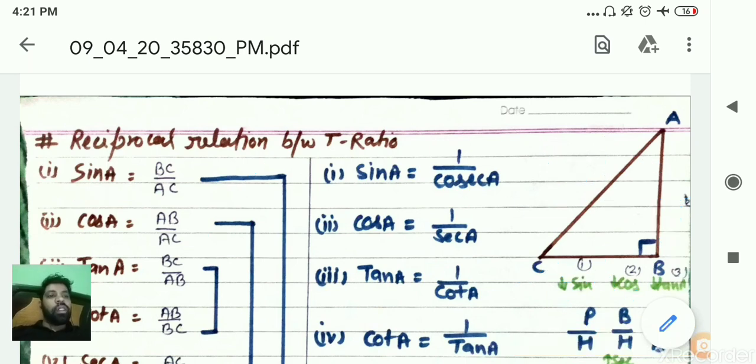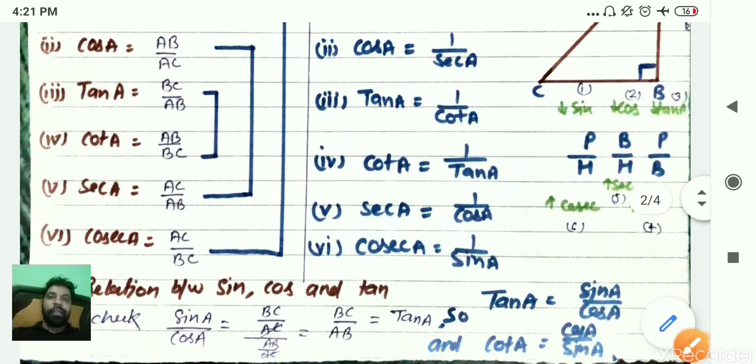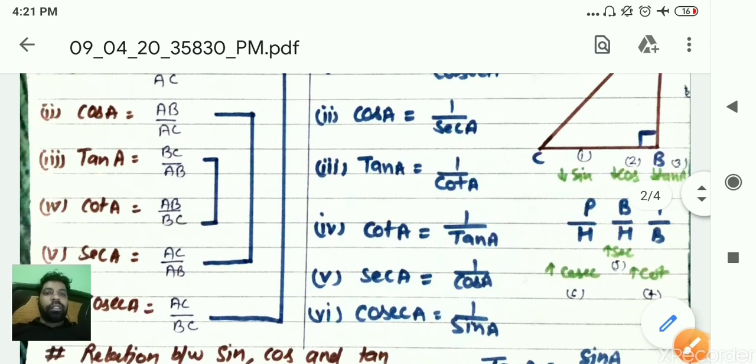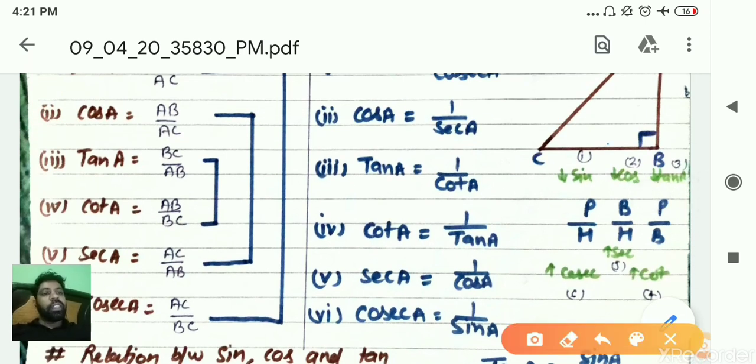Now let us talk about tan A. So tan A was the ratio of the opposite side to the base. So now you can see the opposite side is BC and the base is AB. So it is the ratio of BC to AB. You got it? Now cot A, as I told you, is the reciprocal of tan A. So you can see that tan A is equal to BC upon AB. So cot A should be equal to AB upon BC.